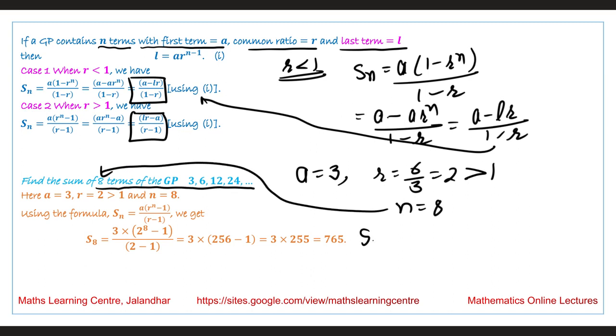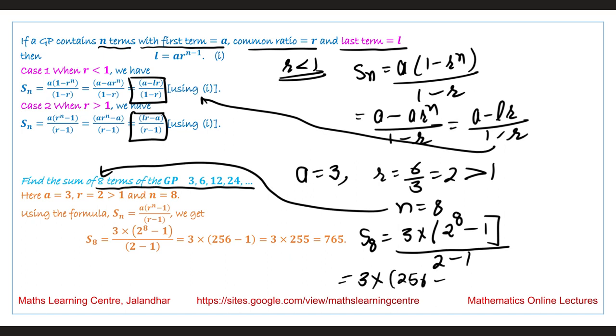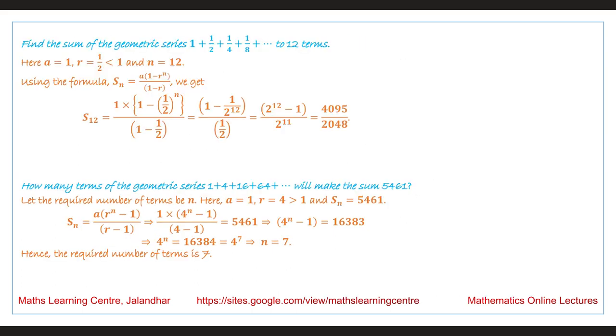We have to find the sum of 8 terms. So the formula for S8 is a into r raised to the power n minus 1 divided by r minus 1. The answer we get is 3 into 256 minus 1, that is equal to 3 into 255, that is equal to 765. So we obtain the final answer as 765.